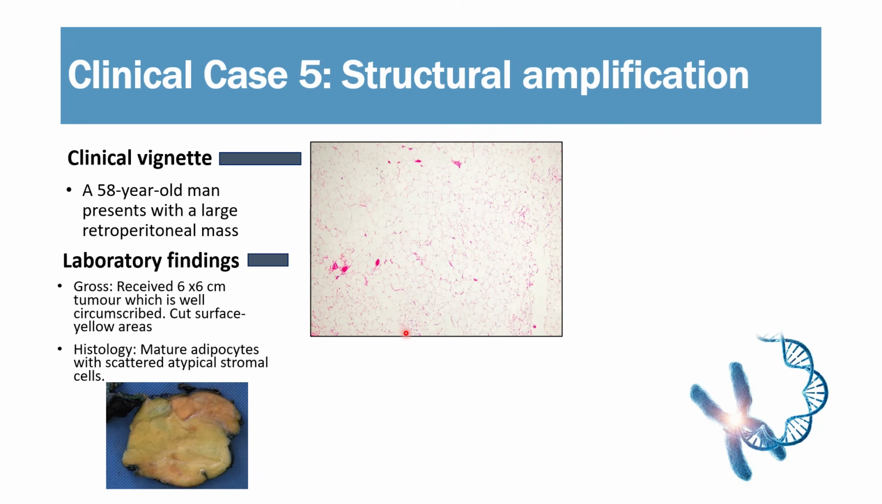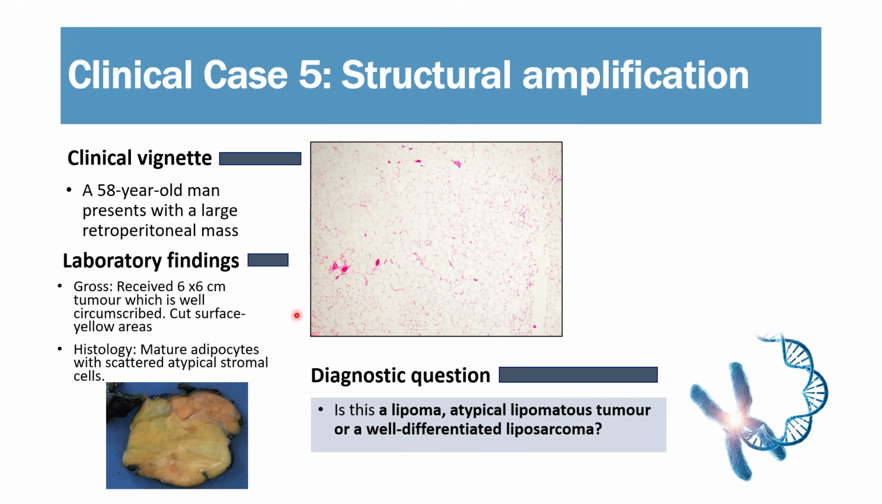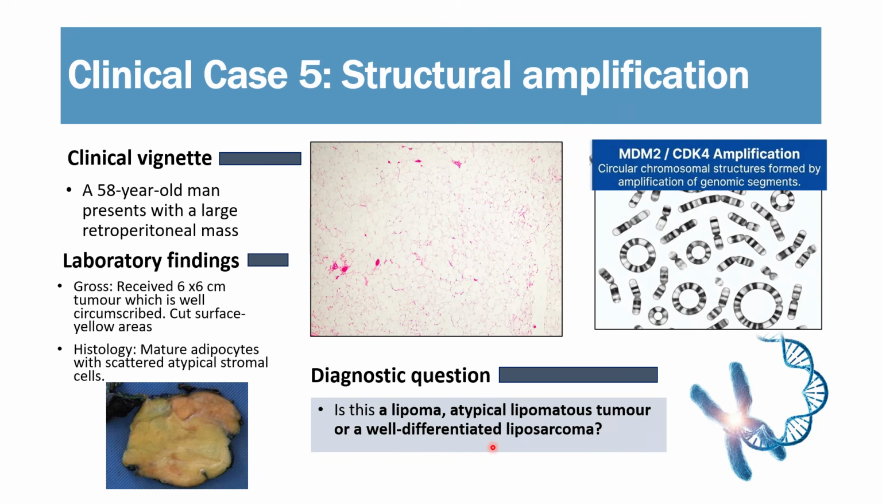Now, because of this histology, we are a little worried whether it is a lipoma, and because it's a large tumor in an old man in the retroperitoneal location, we want to confirm whether it is an atypical lipomatous tumor or a well-differentiated liposarcoma. So here we want to differentiate a benign, borderline, and a malignant condition, and we need to be absolutely right.